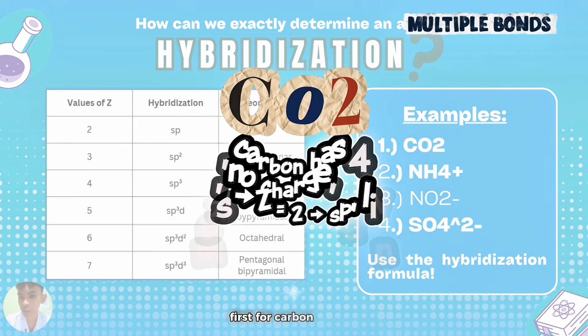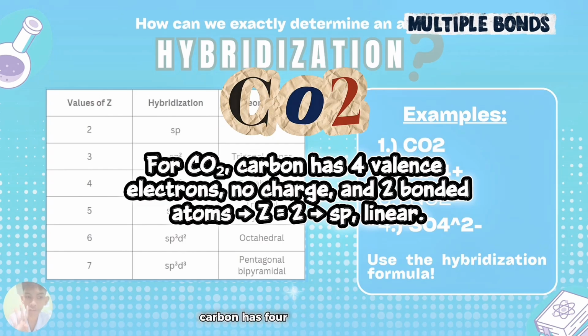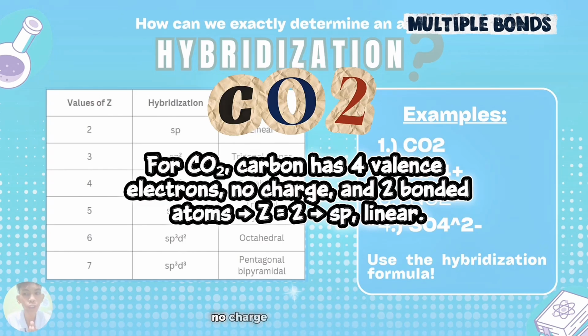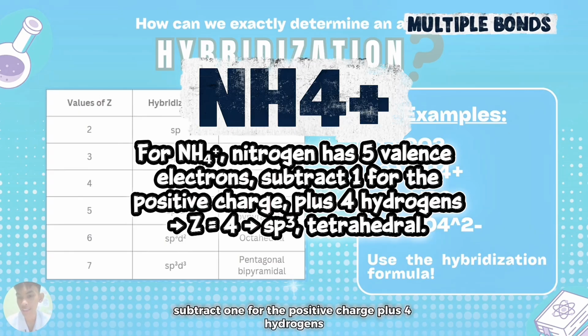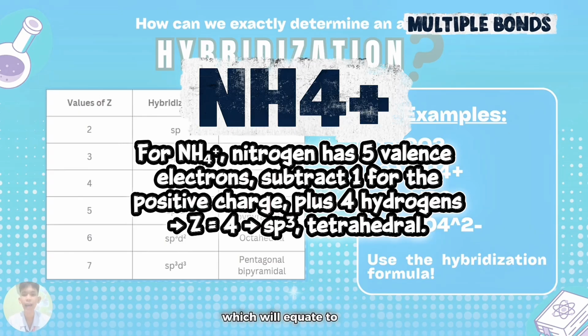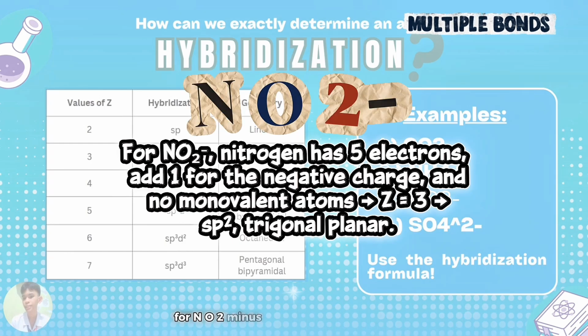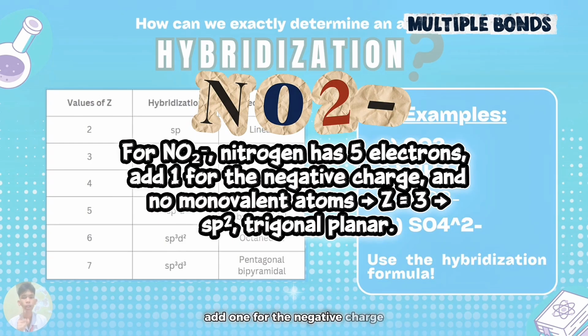First, for carbon dioxide, carbon has 4 valence electrons, no charge, and 2 bonded atoms, and this will equate to Z. Second, for NH4+, nitrogen has 5 valence electrons. Subtract 1 for the positive charge, plus 4 hydrogens, which will equate to Z. Next, for NO2-, nitrogen has 5 electrons. Add 1 for the negative charge, and no monovalent atoms are involved in this example, and it will equate to Z.